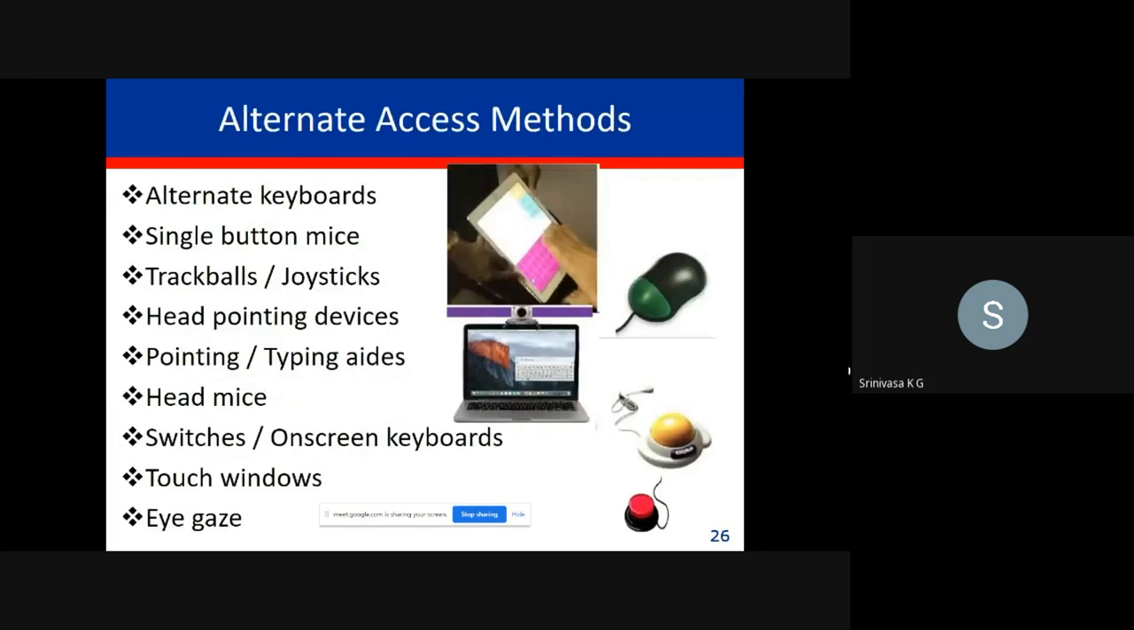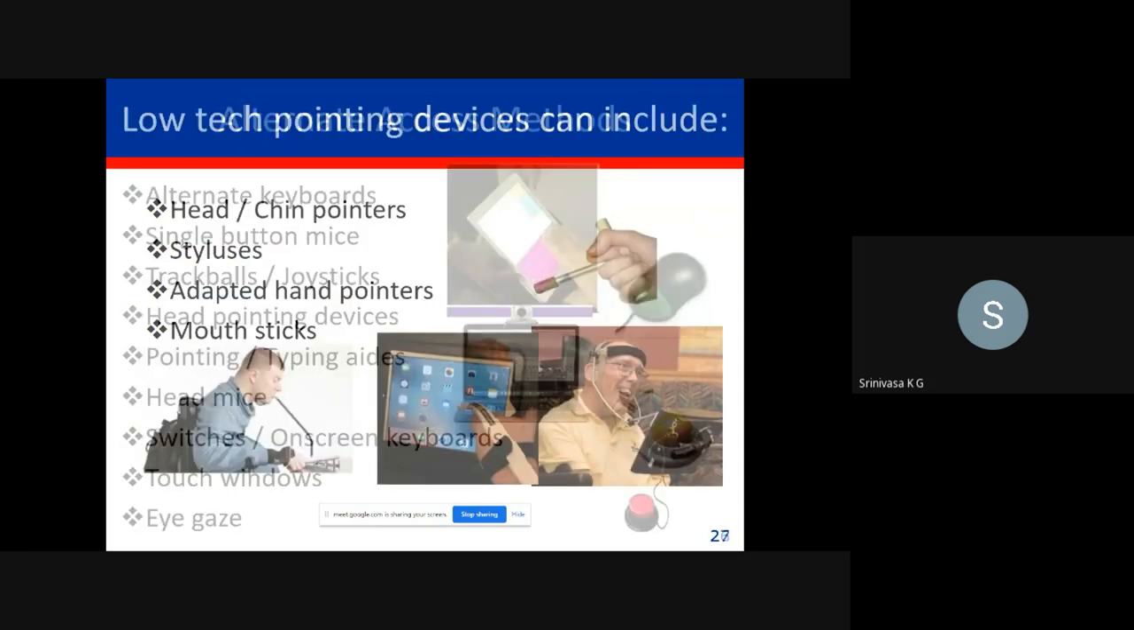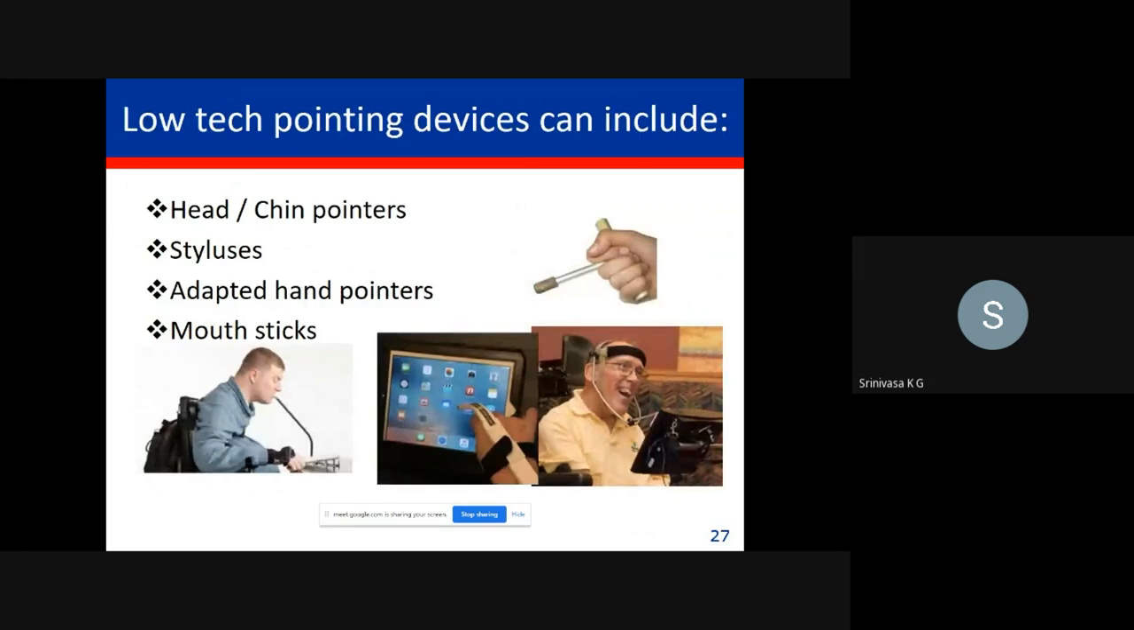There are a lot of alternate methods, like alternate keyboards, single button mouse, trackballs or joysticks, head pointing devices, pointing or typing guides, head mice, switches or on-screen keyboards, touch windows, eye guards. A lot of such alternate access methods are available. Low-tech pointing devices can also be included. People are using them like this. Please see the low-tech pointing devices. They can be either a head or chin pointer, stylus, or adapted hand pointers or mouth sticks. Many people abroad use these.